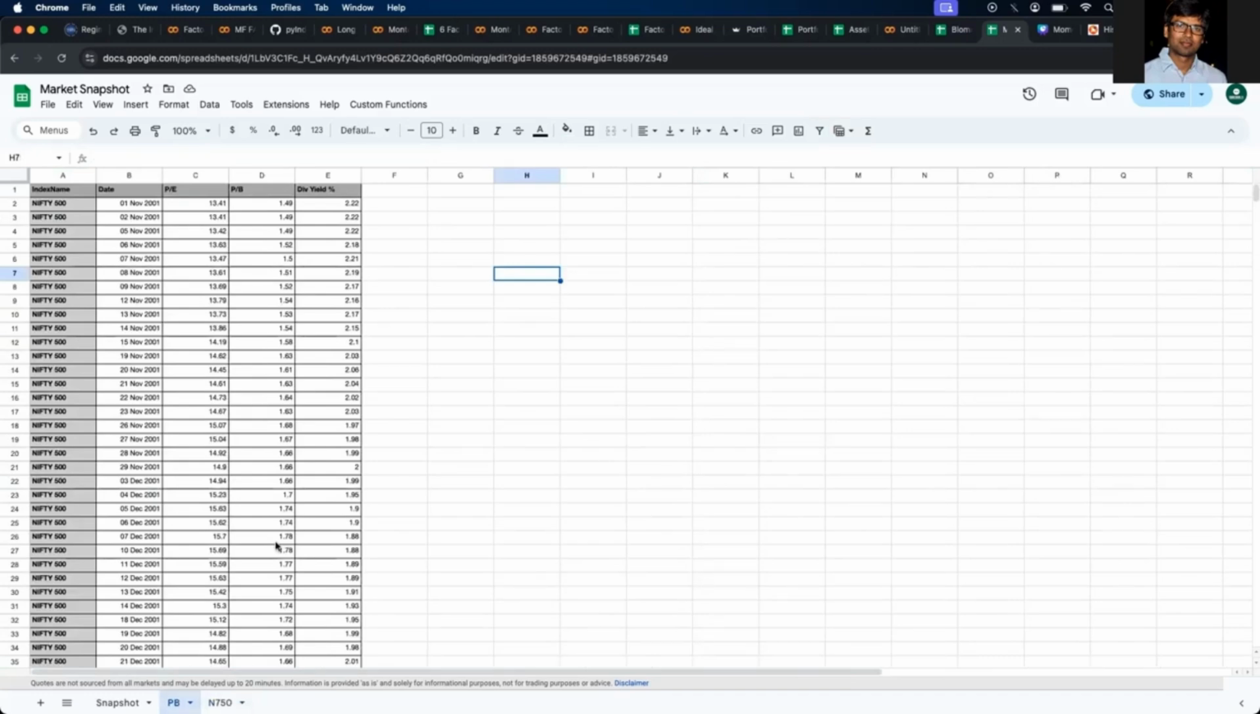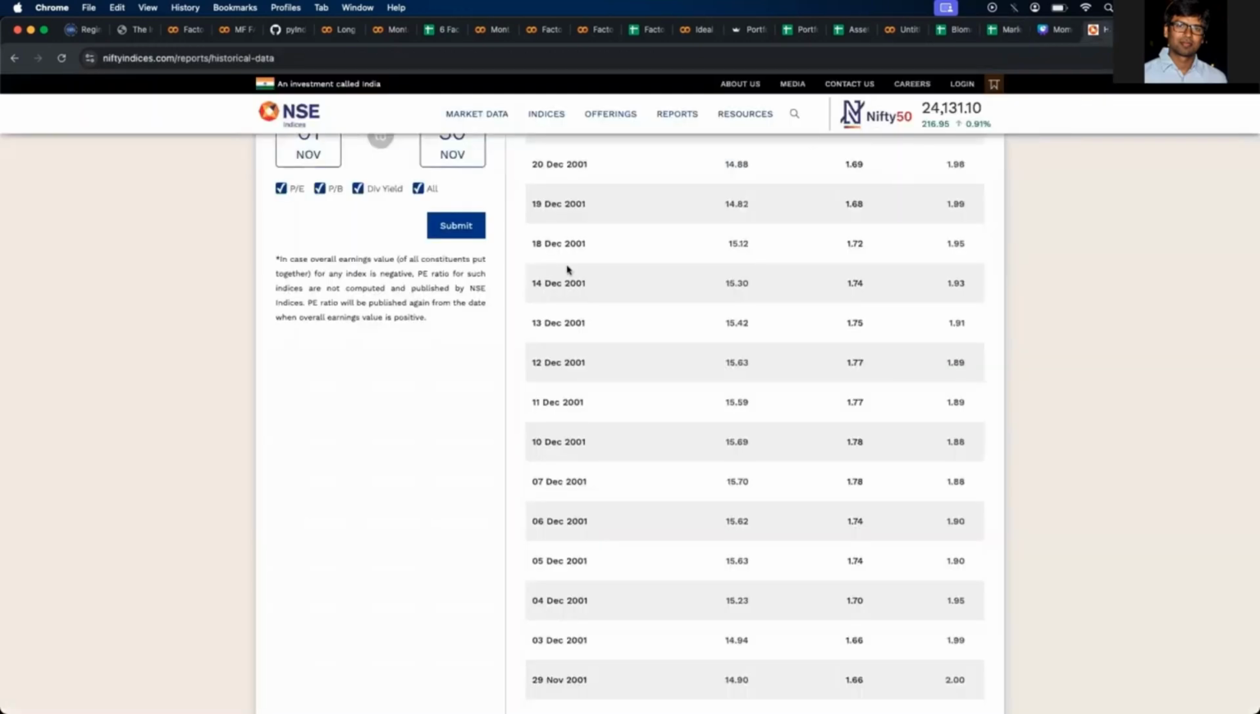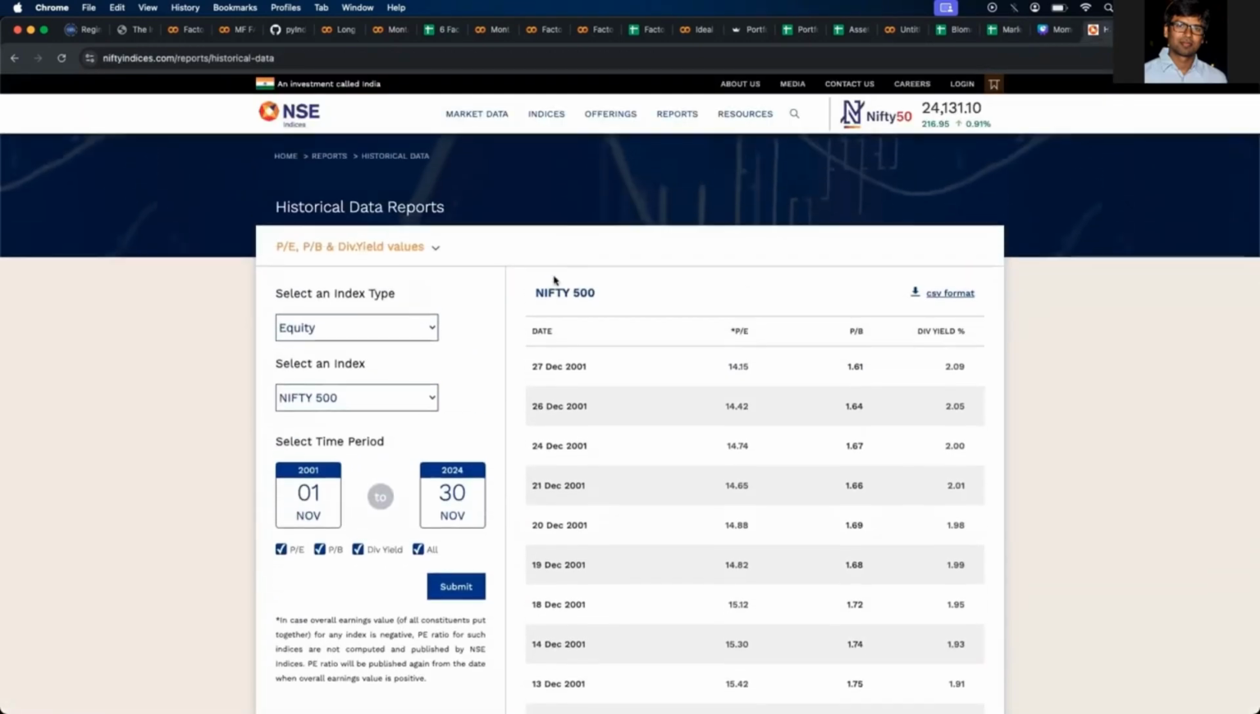So for that, what I've done was I've taken the Nifty 500 as a universe and I've seen its valuation metrics like PE, price to book, and dividend yield. You can get this data from NSE. You can get all the historical indices. You can go to this website. The URL I'll share in the description. You can get it from 2001 onwards. In fact, I think you can get it even earlier also. But I at least pulled it from 1st November 2001.